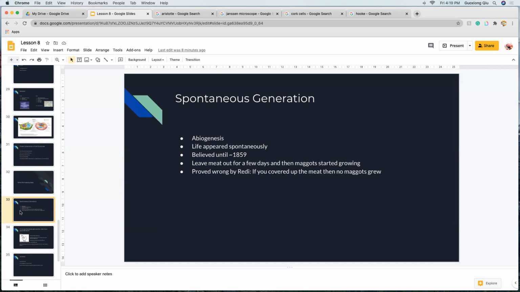And the reason people believed this was because if you left food out for a few days and then came back, mold or maggots, worms or stuff, they'd start growing on that piece of food you left out for days. And it just seemed like this life came out of nowhere. It spontaneously generated.